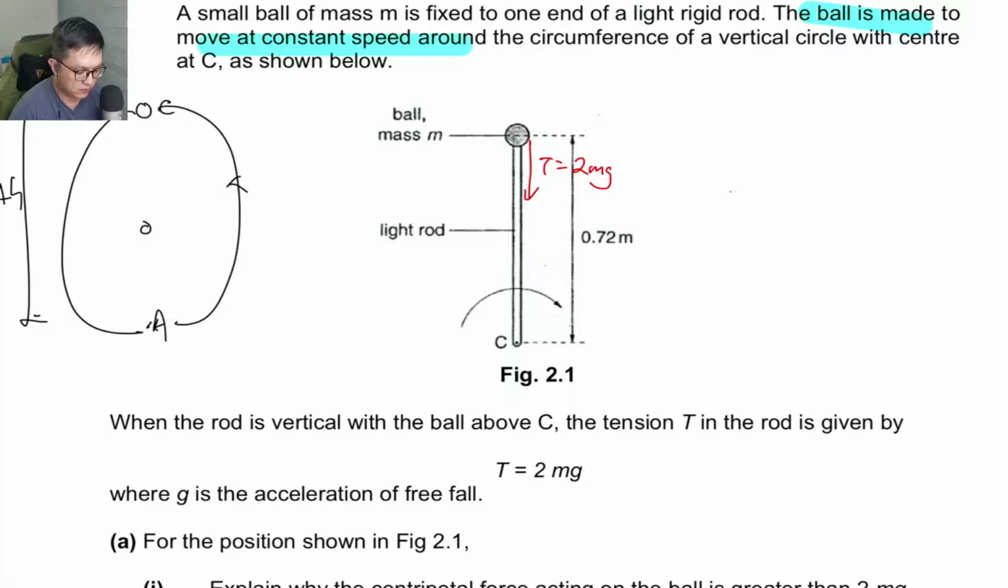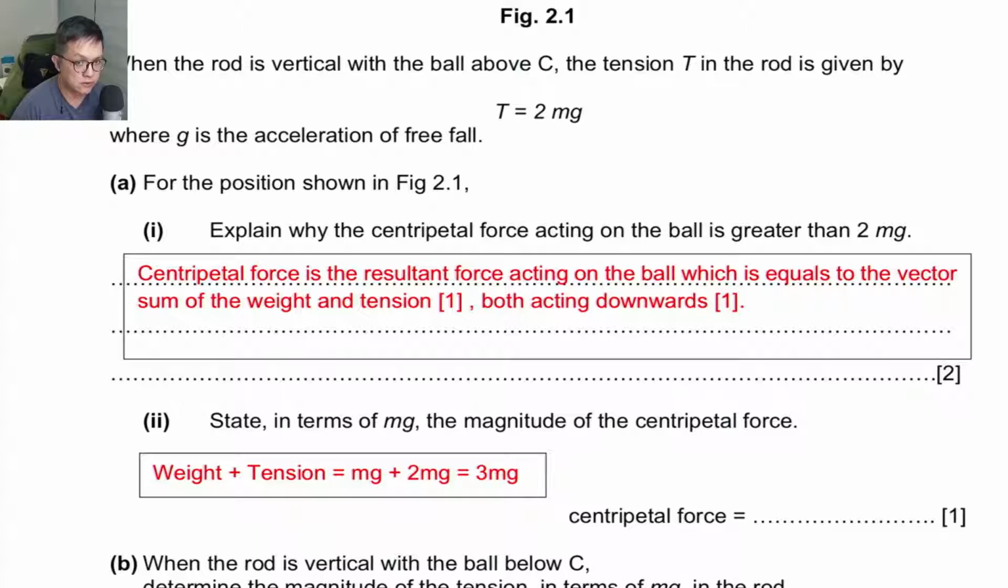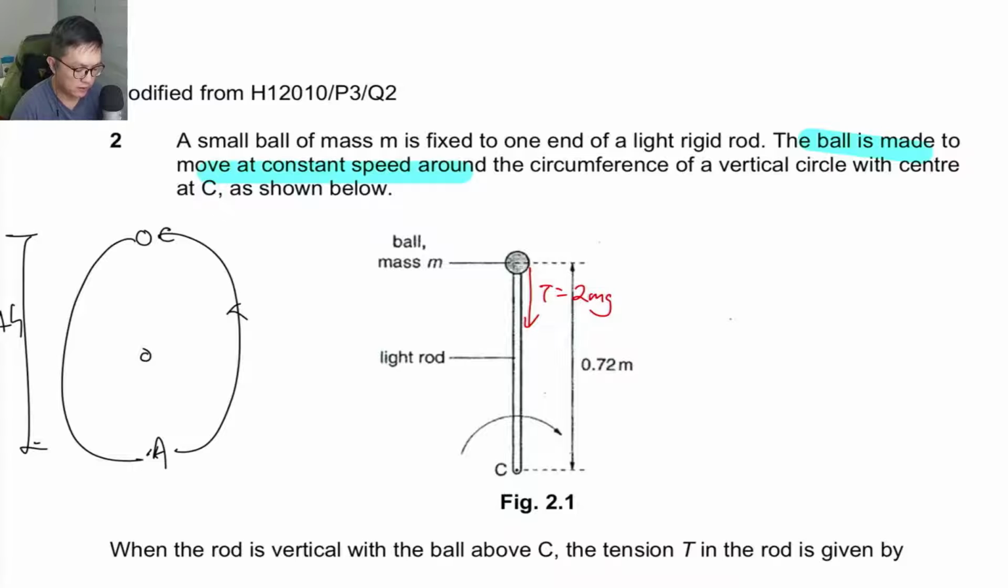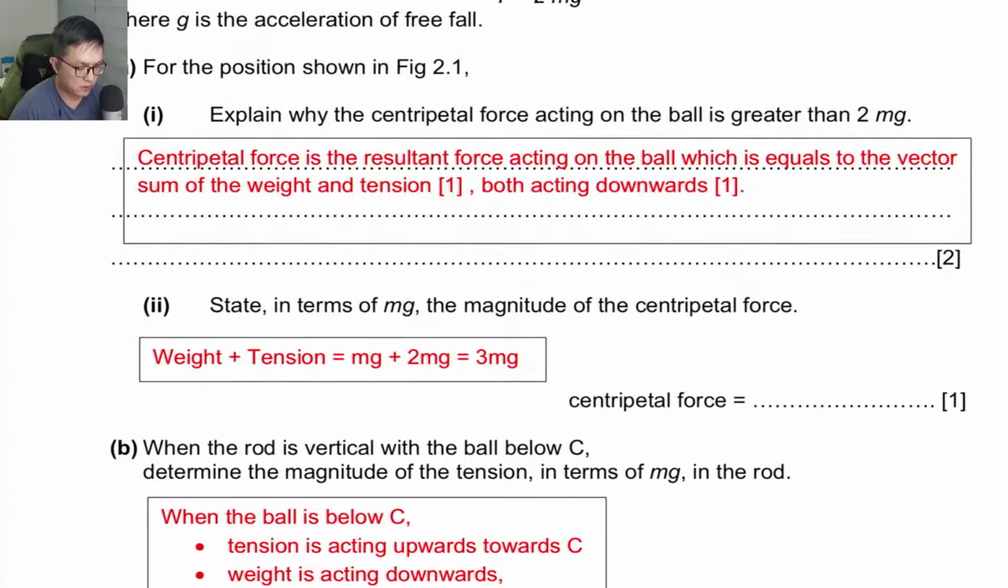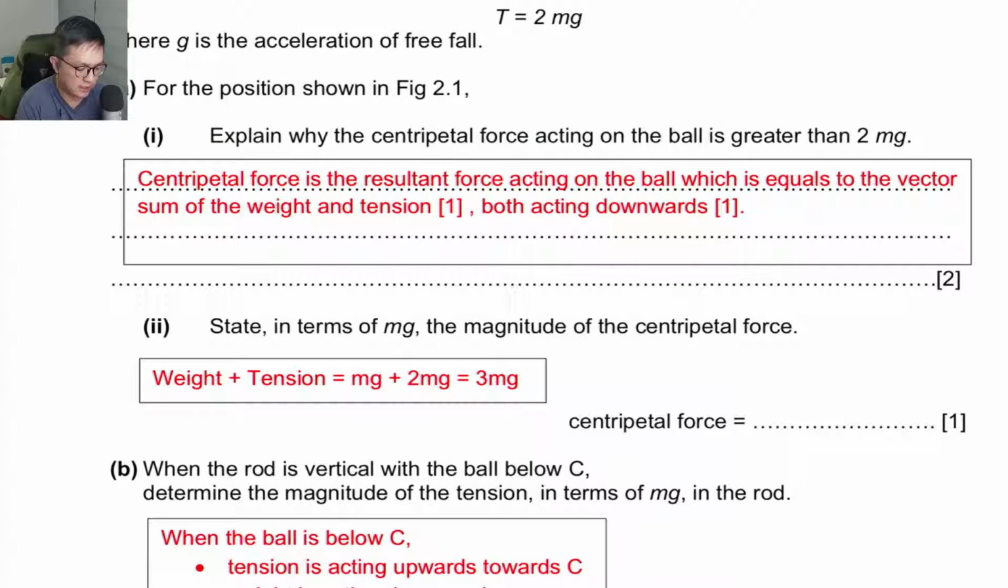For the position shown in figure 2.1, explain why centripetal force is larger than 2 mg. Because don't forget you also have your weight acting downwards here as well, and this weight is equal to mg. The problem with this one is that when I went back to look at the answer key while marking, I realized most of you could say it is equal to the vector sum of the weight and tension, but you did not say that both are acting downwards. It can be seen as a simple assumption, but it's good to say it clearly so that there's no ambiguity in the answer.